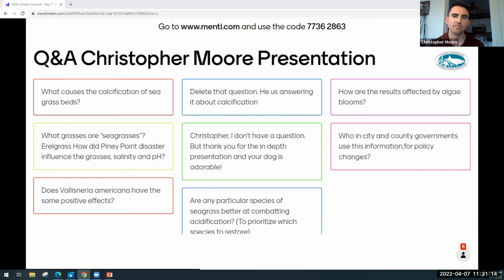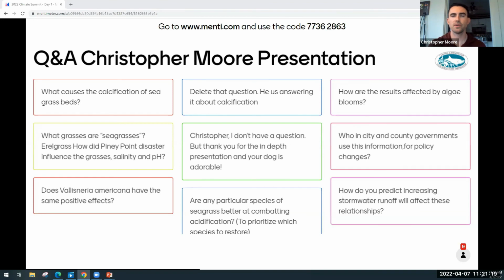How are these results affected by algal blooms? That's a great question. Some of our future work will be taking that normalized total alkalinity and TCO2, total carbon, data, and we're hoping to apply that to past algal bloom data that we have and see just how the bay responds with respect to total alkalinity and total carbon with the historical data we have surrounding known algal bloom events. Hopefully that answers your question.